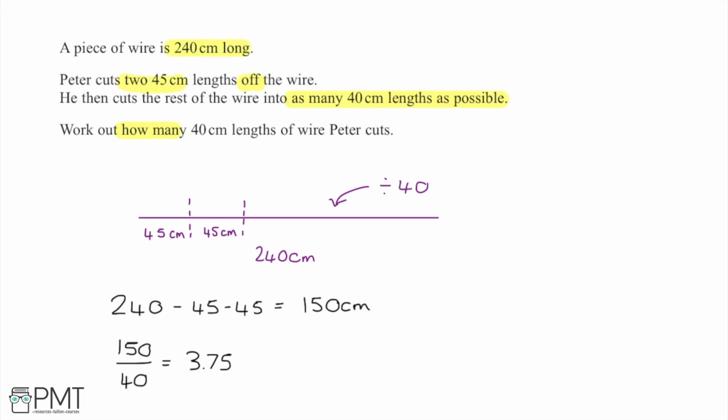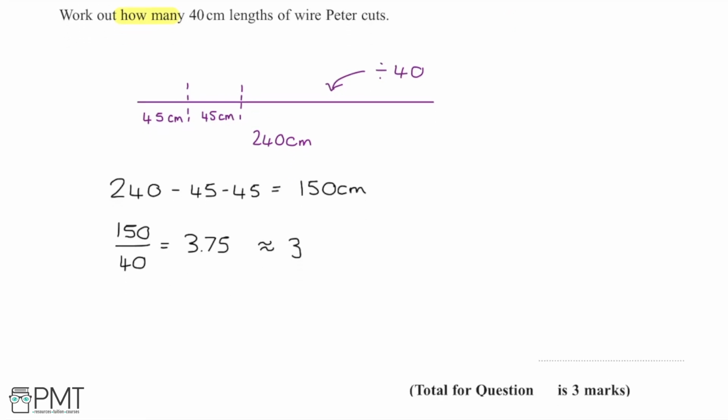However, that means that we're going to have three that are 40 centimetres and then one which is not quite 40 centimetres. And the question's asking how many 40cm lengths of wire he can cut. So here, we're going to have to round down to an answer of 3 lengths because he isn't going to have quite enough to cut 4. However, he is going to have too much to cut 3, but because it's not enough for another length, we can't include this in our answer. So the final answer for this question is going to be 3 lengths of 40cm wire.